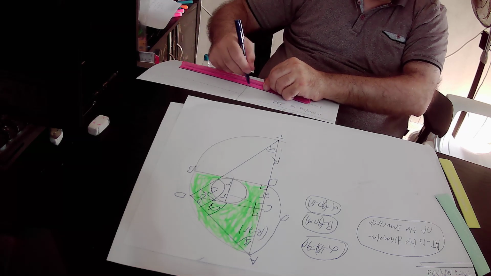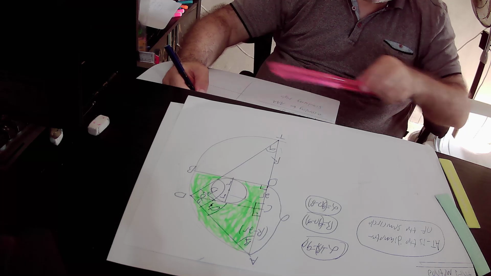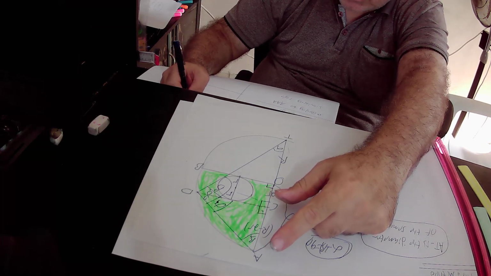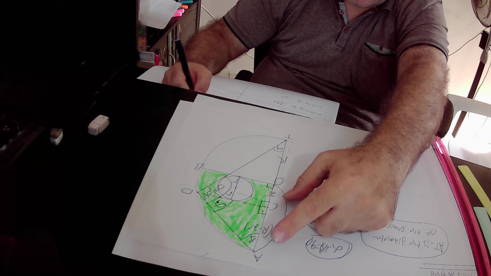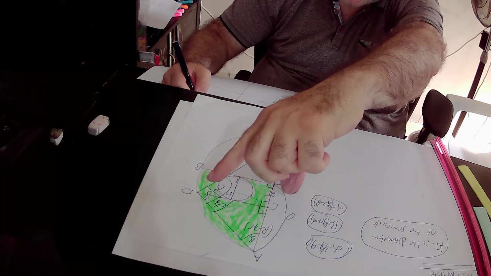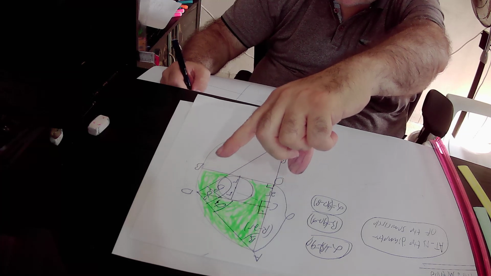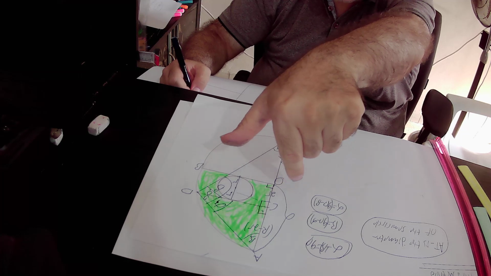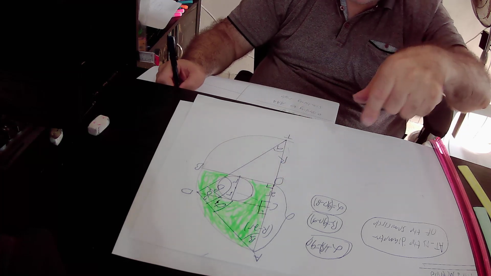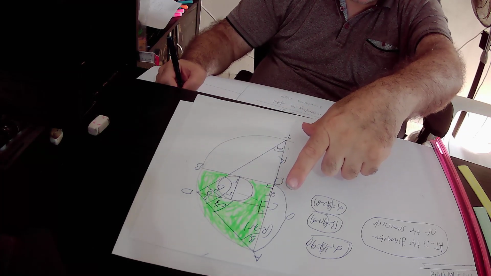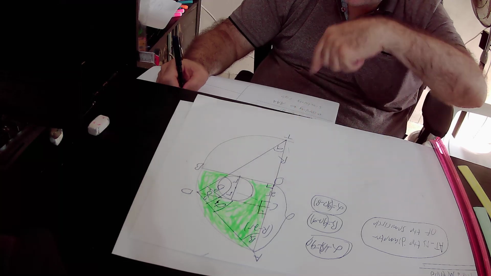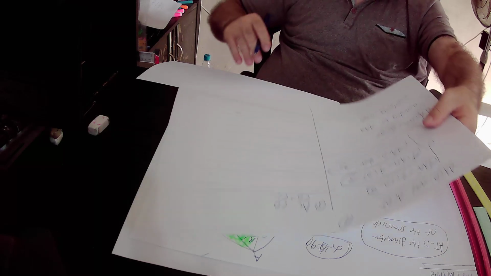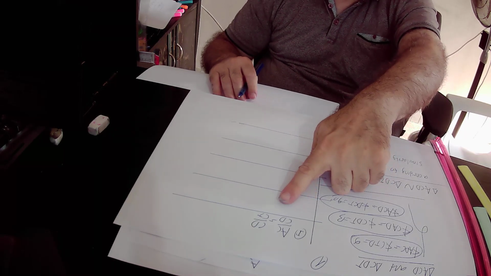We conclude that AC in the right triangle ACD over CD in the right triangle CDT equals CD in the right triangle ACD over CT in the right triangle CDT. I repeat again, we conclude that AC over CD equals CD over CT.